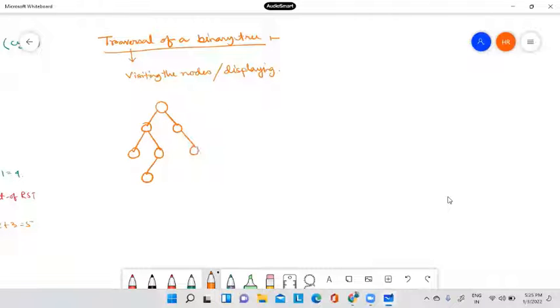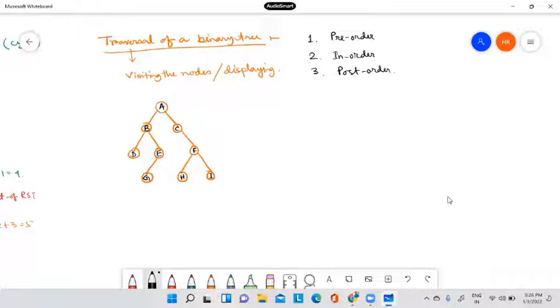Suppose this is a binary tree. These are the values or data that is stored in the binary tree: a, b, c, d, e, f, g, h, i. Now in case of binary tree, there are basically three different traversals. One is called pre-order. Another is called in order. And another is called post order.